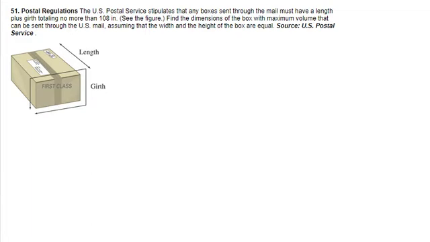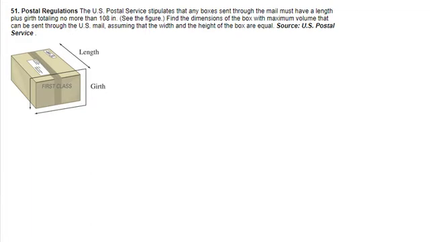So, the following is a classical problem dealing with Postal Service regulations. Let's just read this. The U.S. Postal Service stipulates that any boxes sent through the mail must have a length plus the girth totaling no more than 108 inches. Find the dimensions of the box with maximum volume that can be sent through the U.S. mail, assuming that the width and the height of the boxes are equal.